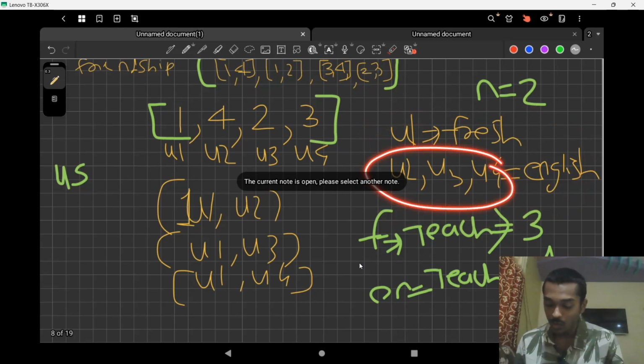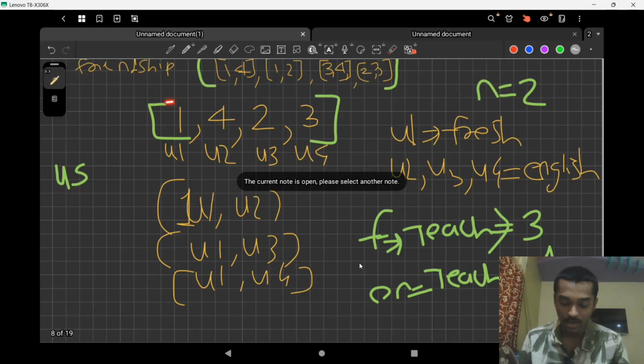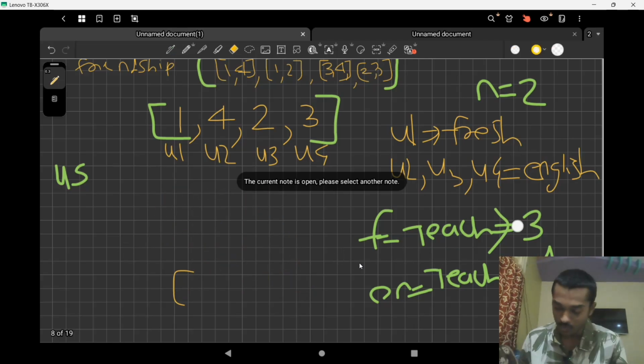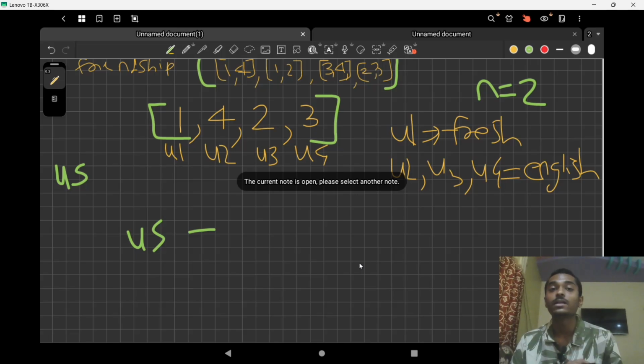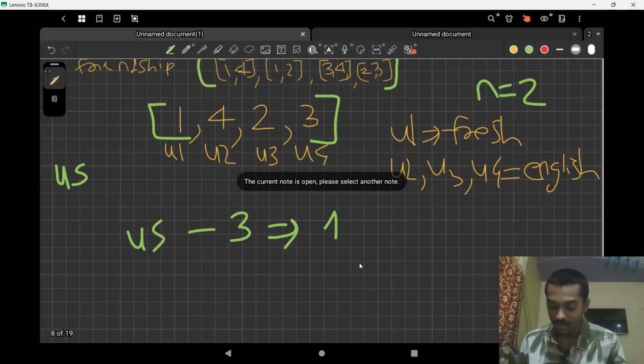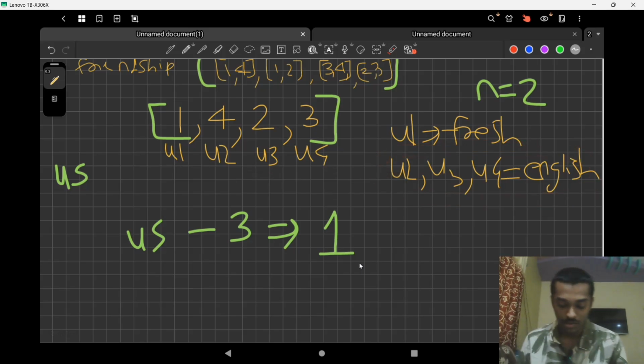So three people know English. If we get the language which is the most popular, then we can simply subtract it. Let me erase all of this. So the count of unsatisfied is the unsatisfied user count minus the popular language, which is known by everyone, which is English. This is 3. So our answer is 1.